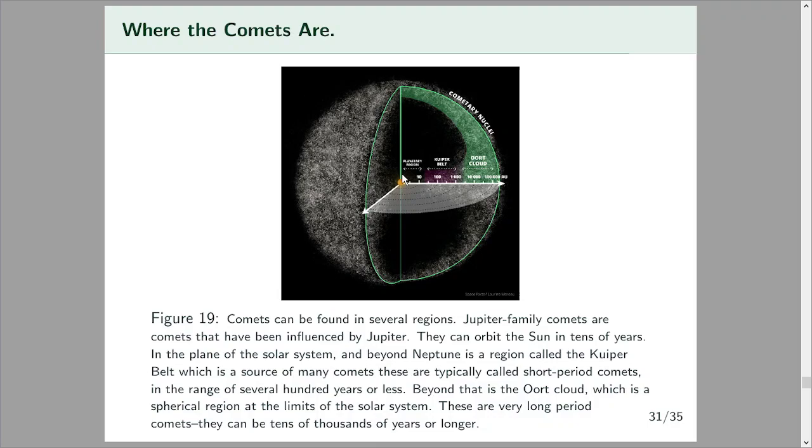So where are comets? We have an asteroid belt for asteroids, and so there are some regions for comets. The Kuiper belt is kind of like the asteroid belt, but beyond Neptune.